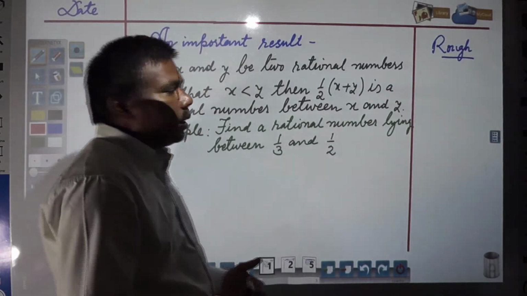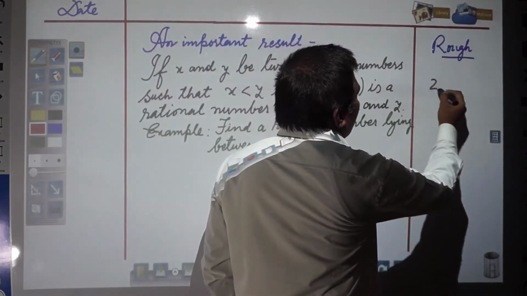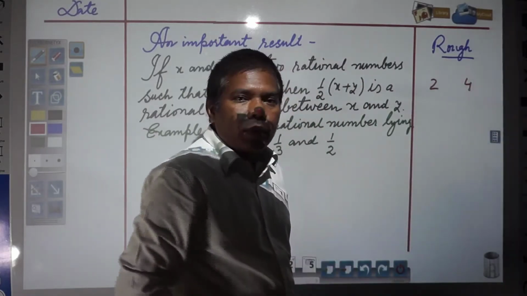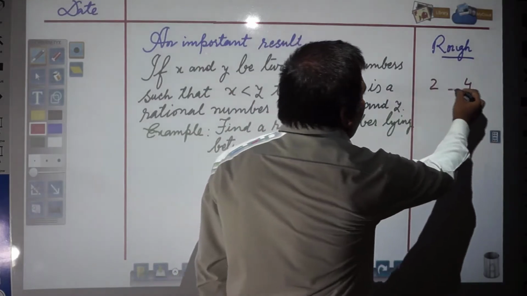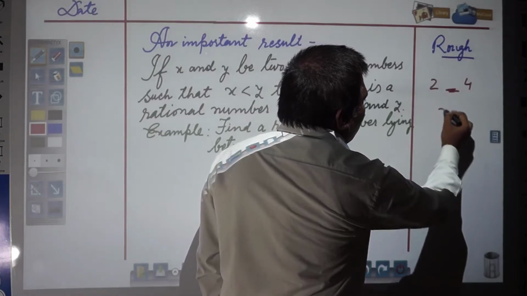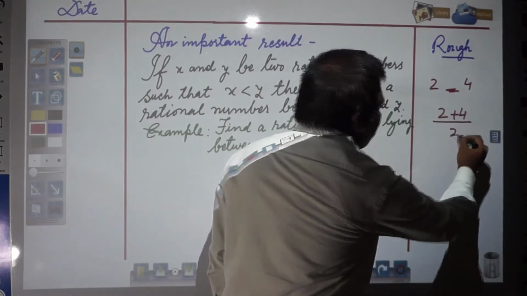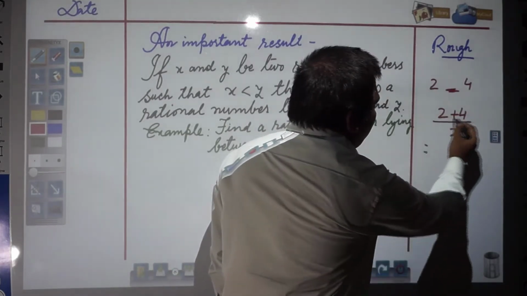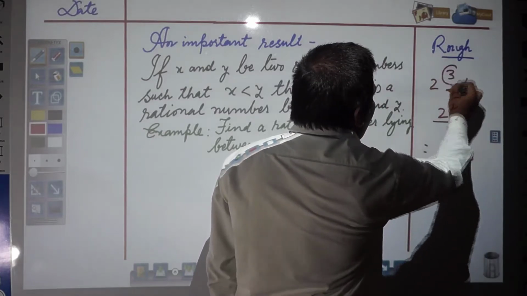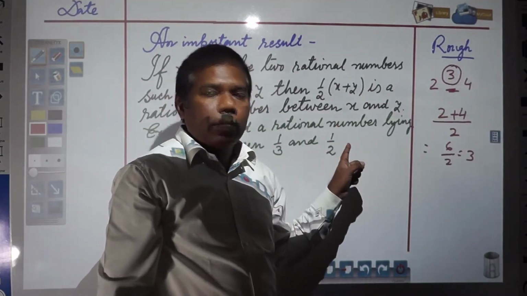A very simple example in integers: suppose you have two integers, 2 and 4, and you need to find the number in between. What will you do? You add both the numbers, 2 plus 4, and then divide by 2. So 4 and 2 is equal to 6 by 2, and that is equal to 3. So the number in between is 3. The same method will be applied for rational numbers also.